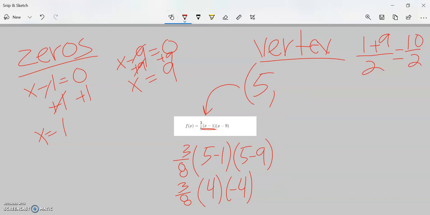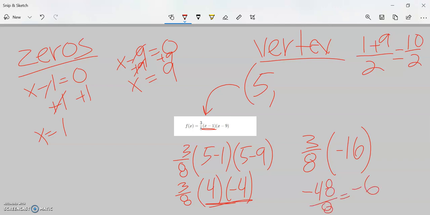So we have 3/8 times 4 times negative 4. So I'll evaluate this, which is negative 16. And then negative 16 times 3 gives me negative 48 over 8. And finally, that equals negative 6. So that's our y value of our vertex. So 5, comma, negative 6, and our zeros are at 1 and 9.